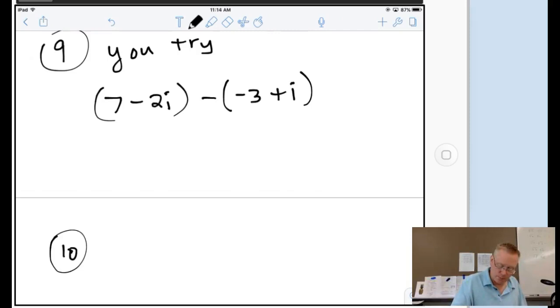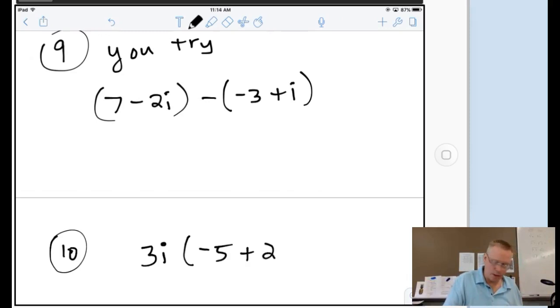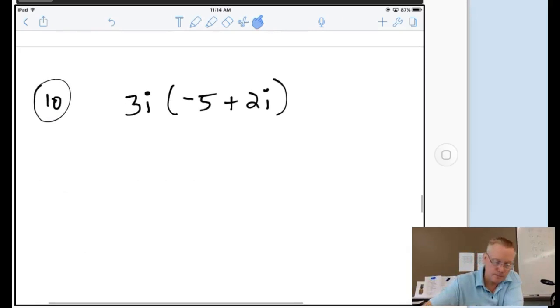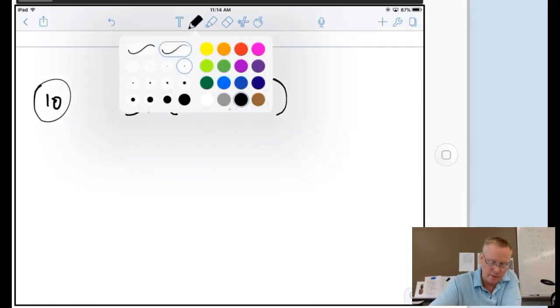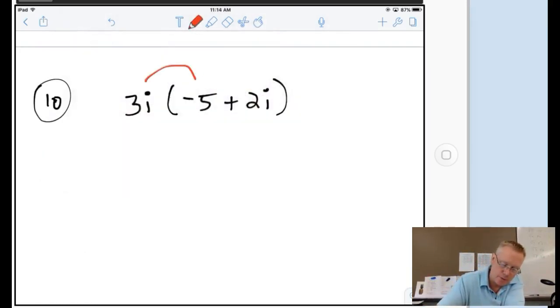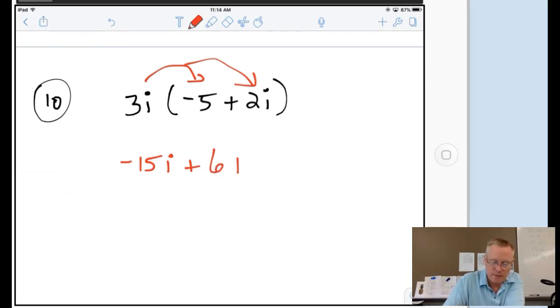So I can also multiply with imaginary numbers. If I had 3i times negative 5 plus 2i, so this is like the distributive property. So if I take the 3i and I multiply it by both of these things, I will get my answer. Maybe a little simplifying. 3 times negative 5 is negative 15i. And keep the plus sign. 2 times 3 is 6. i times i is i squared.